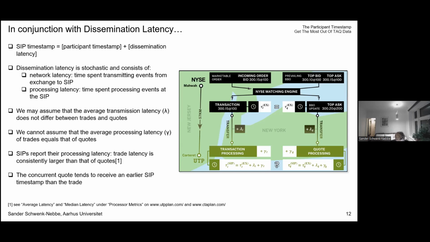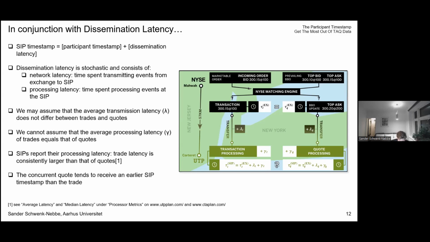Now, we may assume that the average transmission latency does not differ between trades and quotes, assuming they both travel over the same network, for instance. They certainly travel over the same distance. But average processing latency does not work that way. The SIPs do need to do different things with trades and quotes, and they also can choose to invest more in quote than in trade processing. Now, we don't have to speculate here in any way because the SIPs report their processing latency for trades and their processing latency for quotes. So when we go through their numbers, it is clear that trade latency is consistently higher than quote latency.